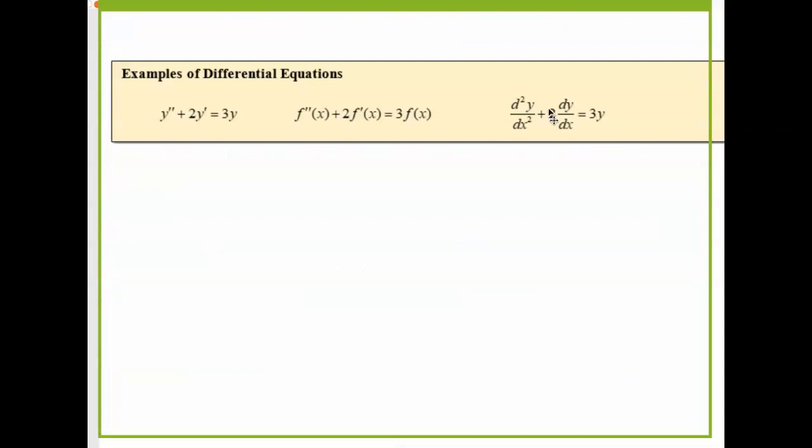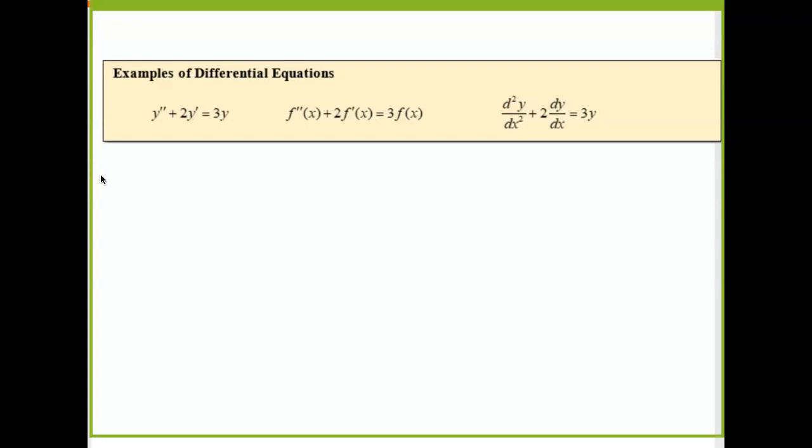These are examples of differential equations. This is what they will look like on an AP exam. They're going to have derivatives mixed with non-derivatives, like y double prime, y prime, y. The second derivative of y with respect to x plus 2 times the derivative of y with respect to x equals 3y.